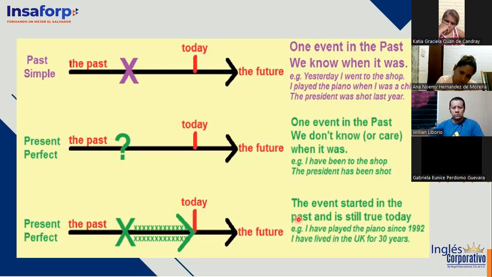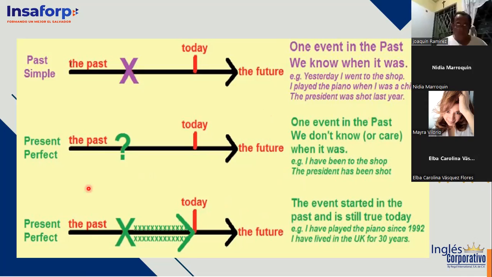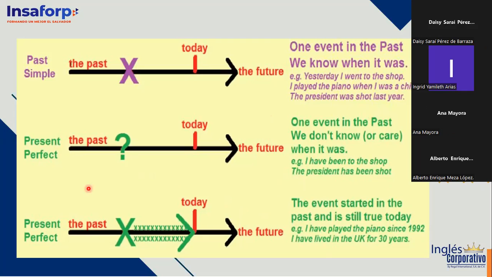So then let's go with the last one, which is another part of the present perfect. Ingrid, are you there? Yes, teacher. Okay, go ahead, please, and help me with the last one. The event started in the past and is still true today. Example, I have played the piano since 1992.